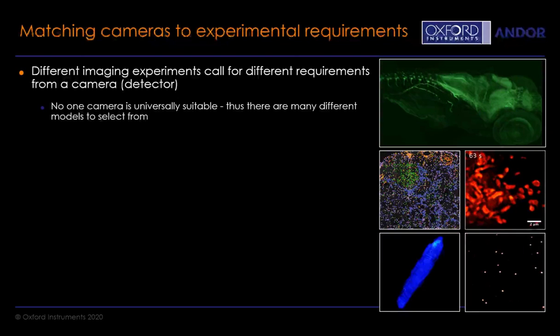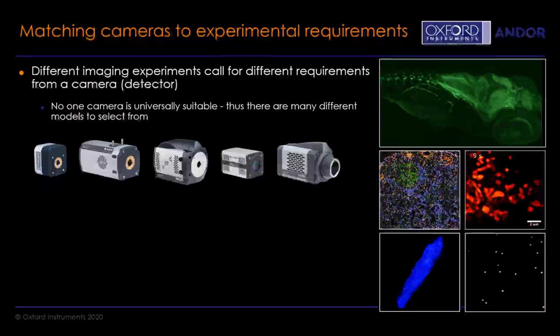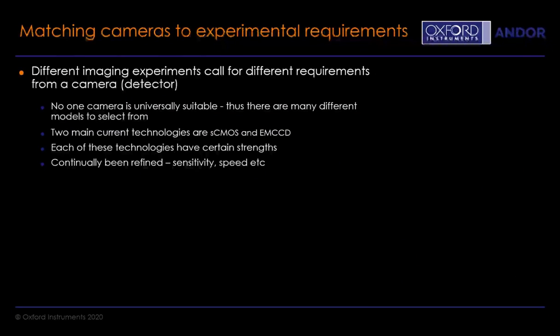And as of yet, no one camera is universally suitable for every experiment that we might want to try and do. And thus, there are many different camera models that we have to select from. But we can largely these days group these into two main technologies. Generally sCMOS cameras and also EMCCD cameras for certain applications. And these different technologies have certain strengths that make them more or less suitable for different types of imaging experiments that we might need to do.